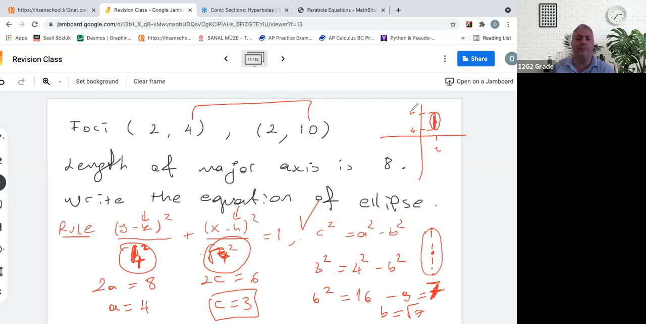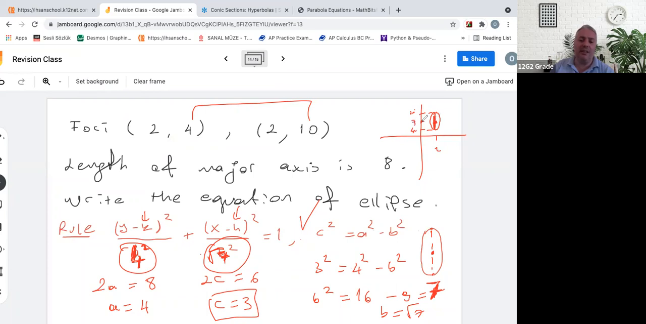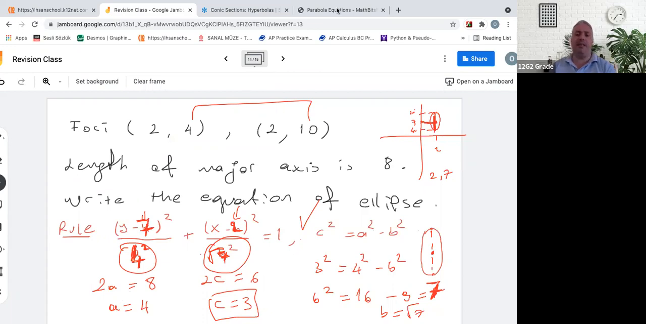How can you find the midpoint? From 4 to 10, distance is 6. So it will be 3 units. From 4, after 3 units, it will be 7. So x is 2, y is 7. Center will be 2, 7. So how can you write? You should say 2, and this is 7. Finish. That's it. Okay? Easy. Yes, sir, got it.